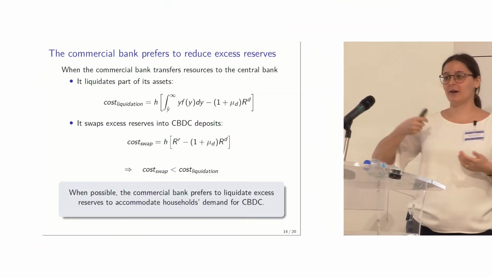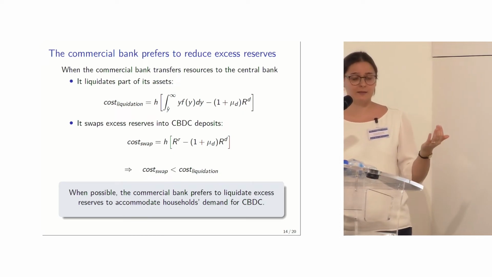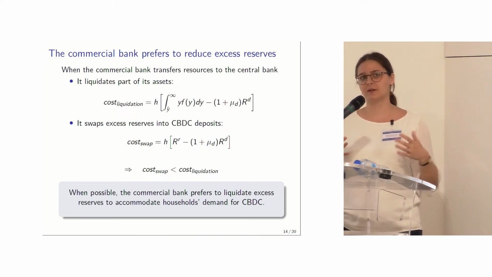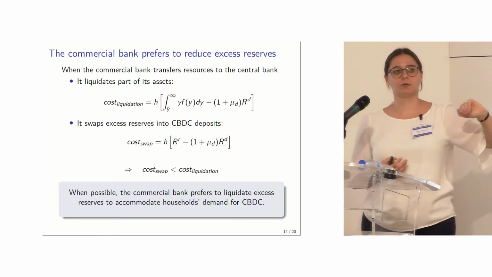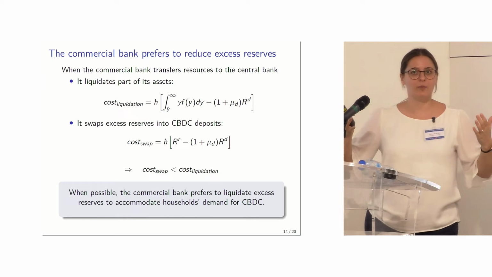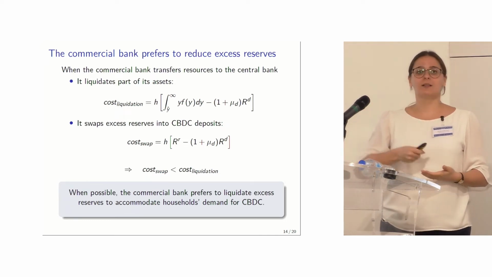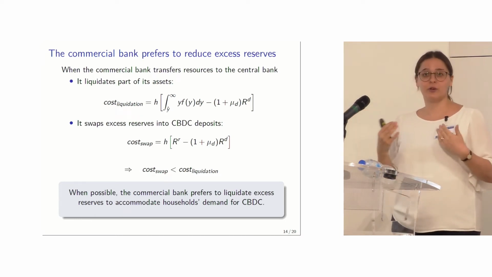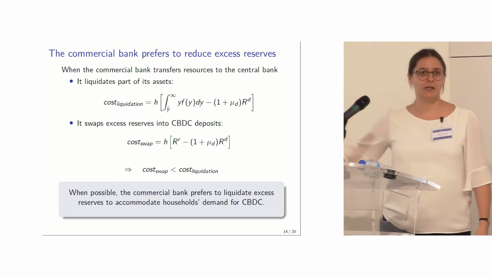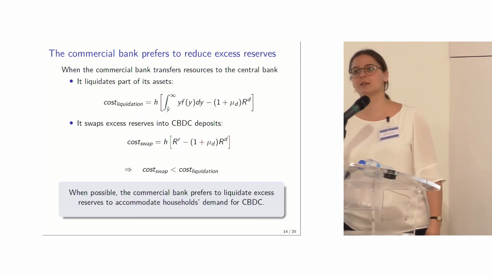Okay, so as I was saying, the commercial bank needs to transfer part of its resources to the central bank in order to settle the transaction, and it has two options. The first one is to liquidate part of its assets. The other, if we have a lot of reserves sitting on the balance sheet that are poorly remunerated, is to swap these reserves into CBDC deposits. In this case, what's happening on the central bank's balance sheet is that we're swapping one type of liability into another. So if we go through this option, the size of the central bank will not change. We're just going to have a switch in the type of liability, and that's it. What we find in our model is that for the commercial bank, the cost of swapping is lower than the cost of liquidating. So if the commercial bank can decide what to do, it will prefer to swap excess reserves for CBDC deposits instead of liquidating assets.